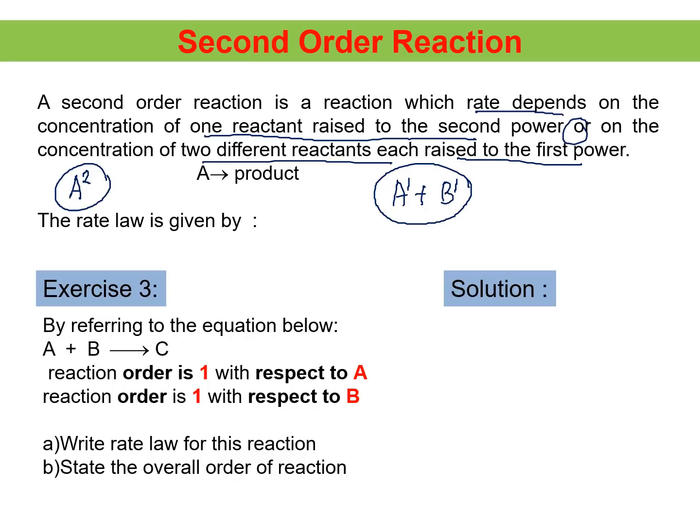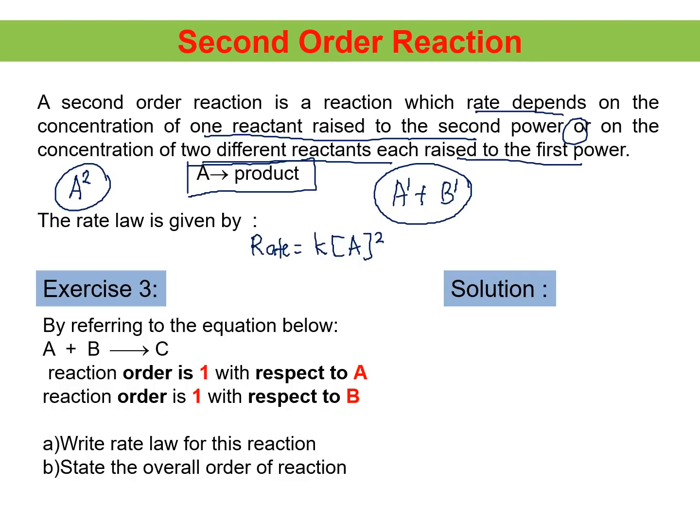Okay, so let's say you have A produce product here, di mana hanya ada satu saja reactant. So di sini kita boleh tulis dia punya rate law. Okay, so rate equals to K times concentration reactant A. Kita hanya ada satu saja reactant, iaitu A. So kita akan terus power dengan 2 untuk menunjukkan dia adalah second order. Okay, so we try exercise 3 here.